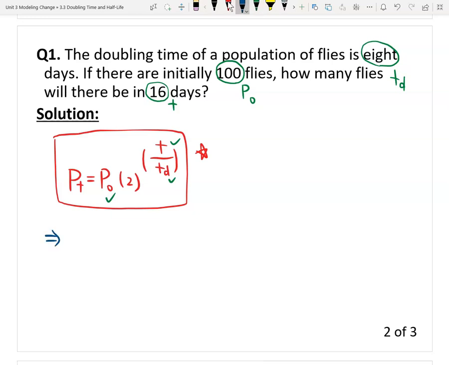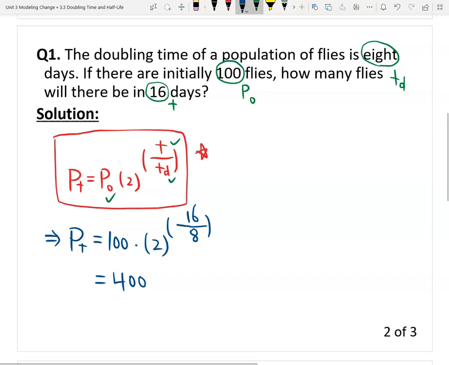Now we can evaluate the model at t equals 16, right? So we plug everything in. The future value at 16, P16, equals initial 100 flies times 2 raised to the power of the fraction, t is 16 and TD is 8. Now do the calculation. What do we get? We will get 400. So that's the answer, which means that the future value is 400 at 16 days later.